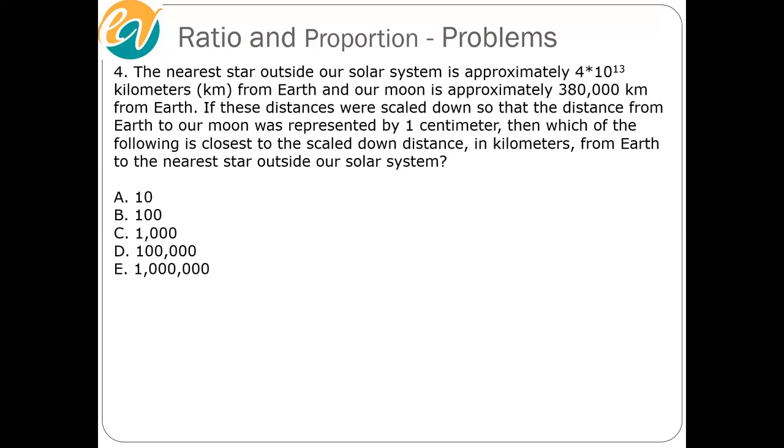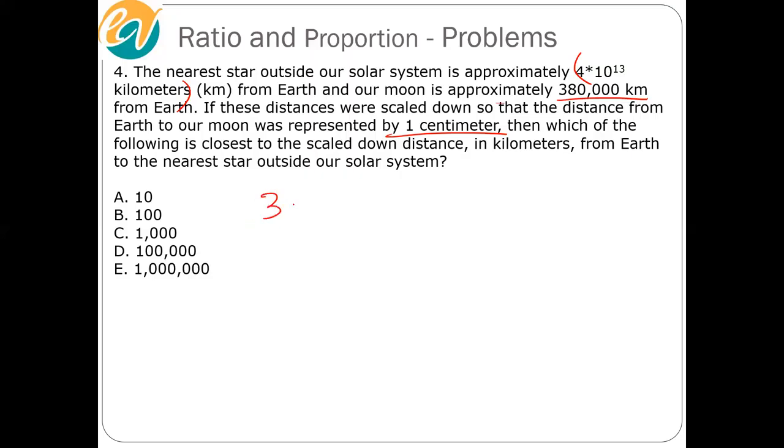Earth to the nearest star is how much? 4 into 10 raised to the power of 13 kilometers. And Earth to moon is how much? 380,000 kilometers. Right? Now the question says distance from Earth to moon is represented by 1 centimeter. Earth to moon, how much is the actual distance?